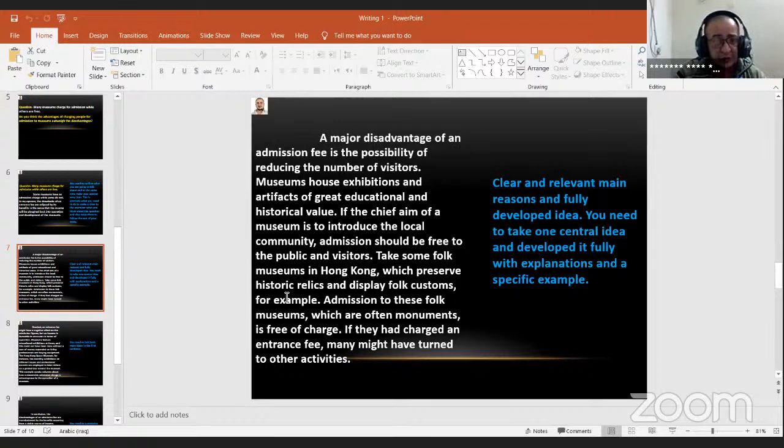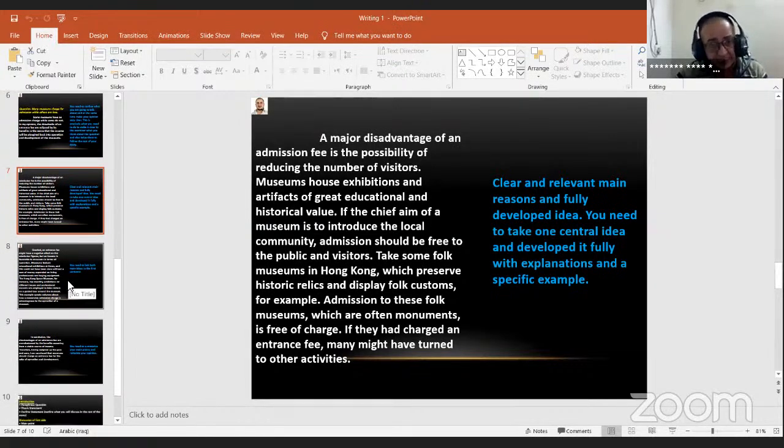Take some folk museums in Hong Kong which preserve historic relics and display folk customs. For example, admission to these folk museums, which are often monuments, is free of charge. If they had charged an entrance fee, many might have turned to other activities. We finished the first paragraph of the body.